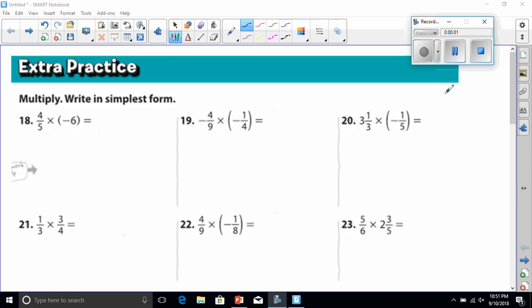Good evening, everyone, and tonight we're going to be doing our extra practice work for our section. We have multiply. It says write in simplest form. All right, so we're multiplying fractions here.